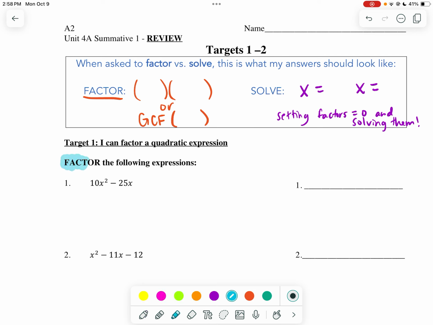So for this first section, target 1, you're asked to just factor. So that's all of that first type. So we're getting things in parentheses. So first step is always look for a GCF. See if you can divide all of the terms by something.